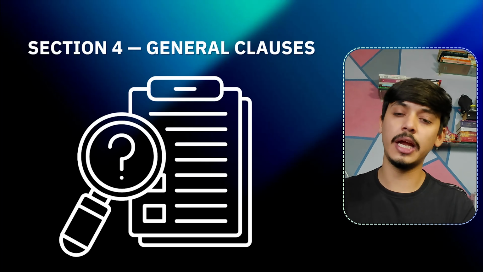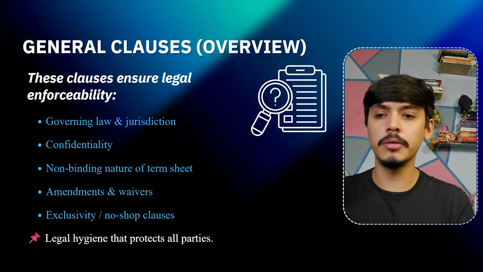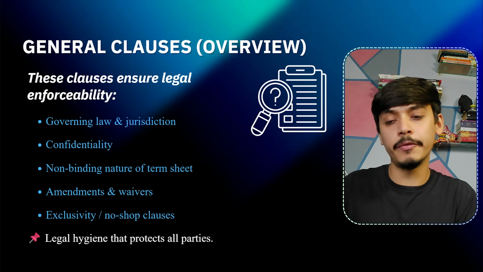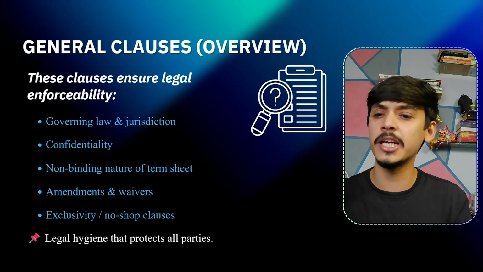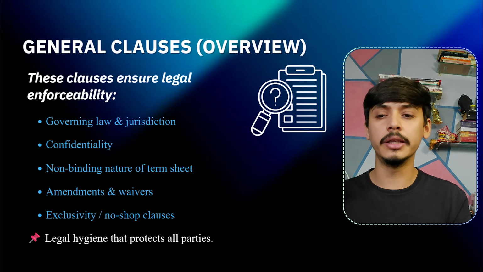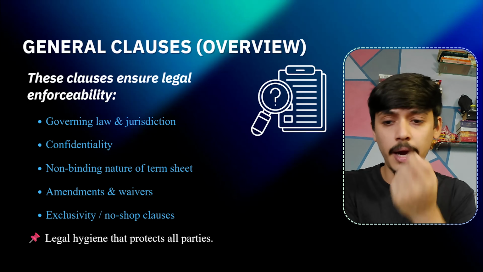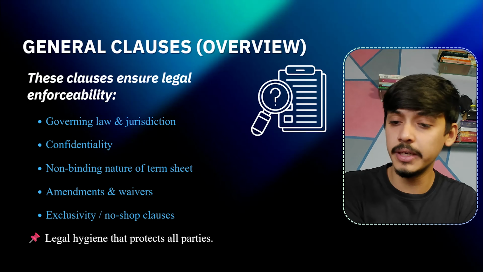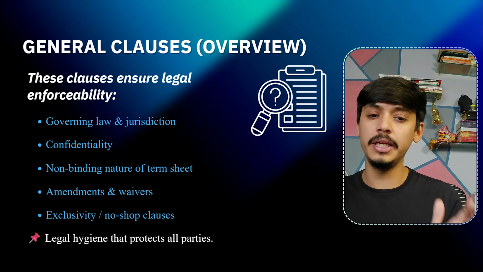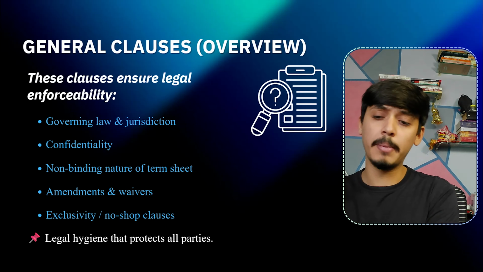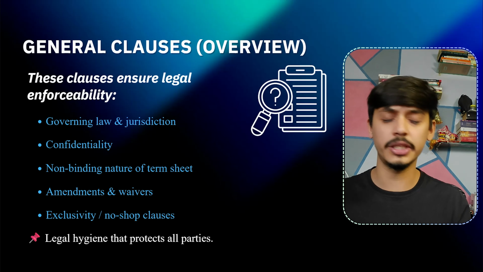The final section that we have is general clauses, and here these clauses ensure legal enforceability. All of these things are covered as per governing law and jurisdiction. There is confidentiality, then there is non-binding nature of the term sheet, amendments and waivers, exclusivity and no-shop clauses, which help the company, the investors, and the investment bankers all stay in legal hygiene that protects all the parties, right?